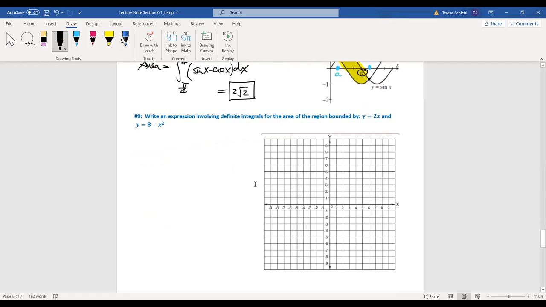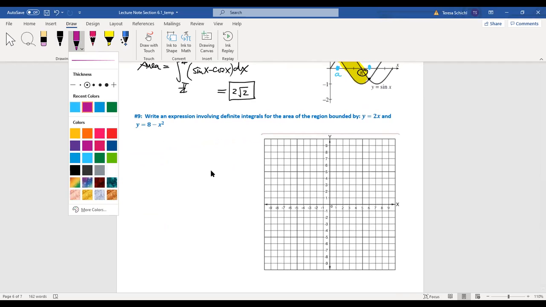It says to write an expression involving definite integrals for the area bounded by the region y equal to 2x and y equal to 8 minus x squared. All right, so like we talked about here, we always need to do a graph here. Okay, so y equal to 8 minus x squared. This looks like a parabola, right? So when x equal to 0, y equal to 8.